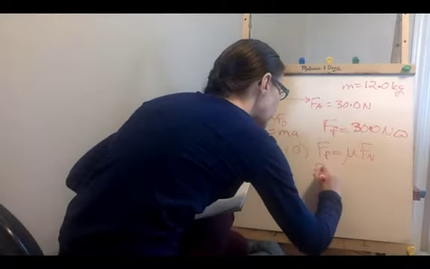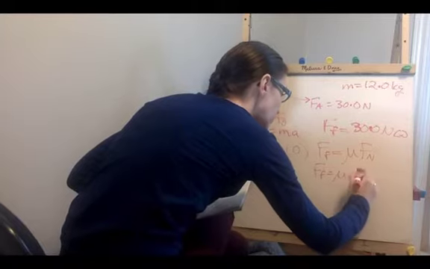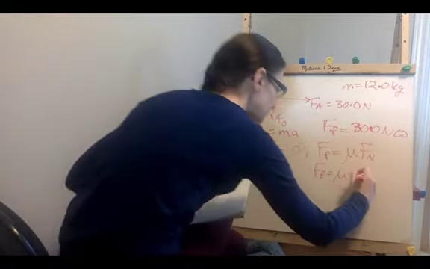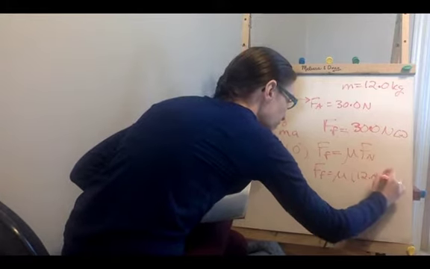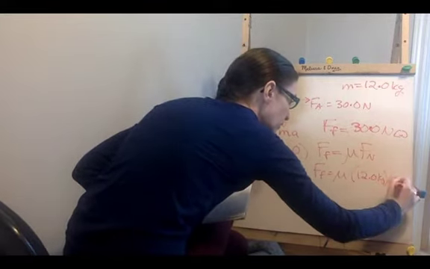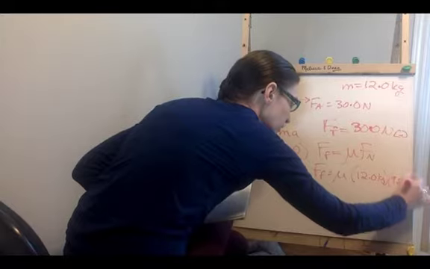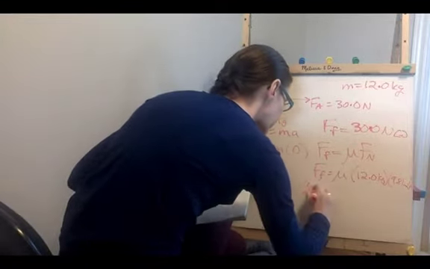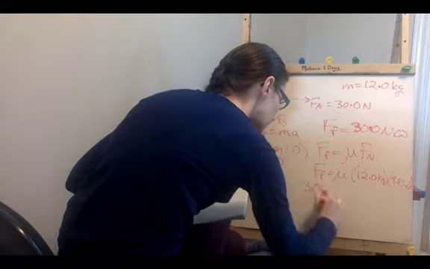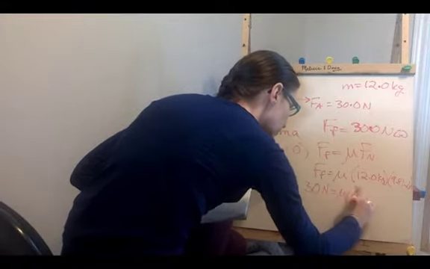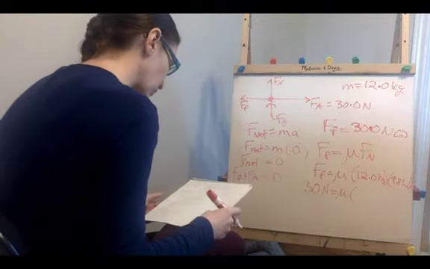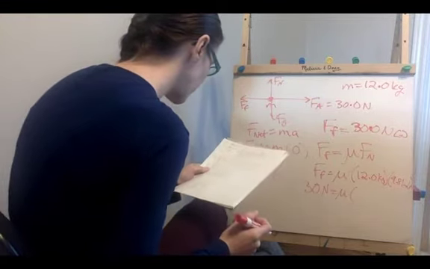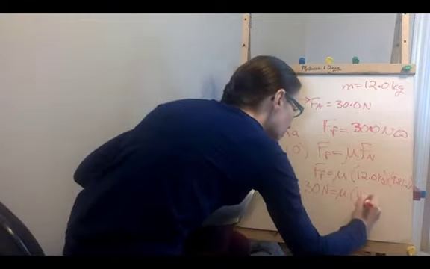So the force of friction is equal to the coefficient of friction multiplied by the mass of 12.0 kilograms, the positive value, times 9.81 meters per second squared. And we have the force of friction being 30 newtons. So 30 newtons is equal to mu, and when we do 12 times 9.81, we get a value of 117.72.